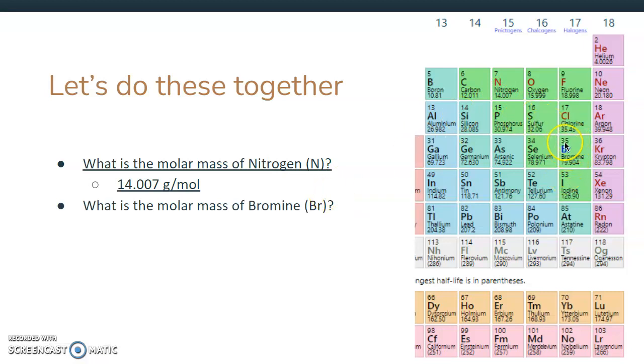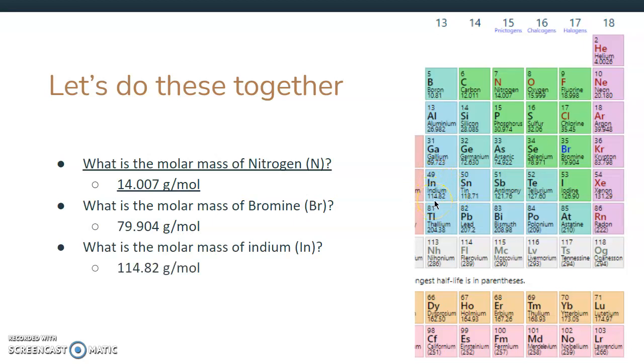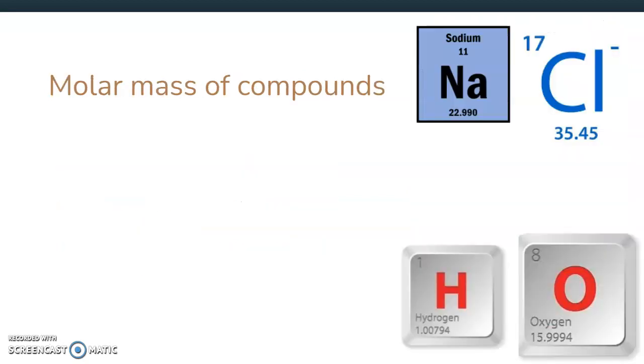Let's do another one, bromine now. Br is right here, and our number, our atomic weight, or our molar mass, is 79.9 grams per mole. Let's do one more, molar mass of indium. Indium's right here, and our molar mass is 114.82 grams per mole. So we can now do these with compounds, though. Our molar mass within compounds is a very simple thing we can calculate.